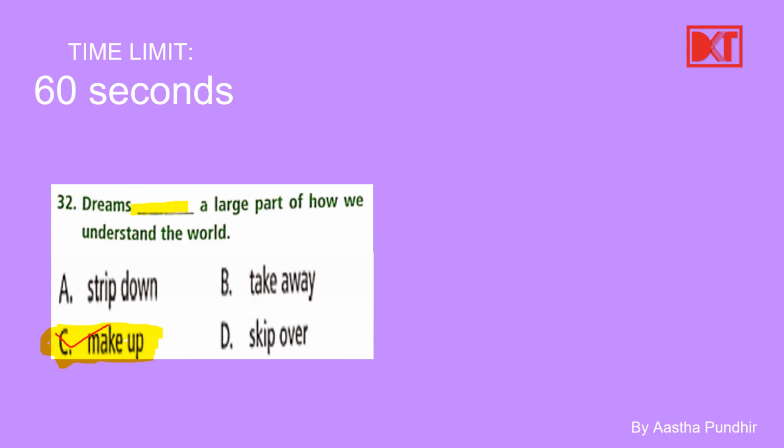And for the other, strip down matlab obviously कम करना, खत्म करना, take away भी लेना, किसी चीज कुछ चीज ले लेना, taking it away. Skip over, again कुछ चीज skip कर देना. So here the correct answer is C, make up. All right, let's move on.